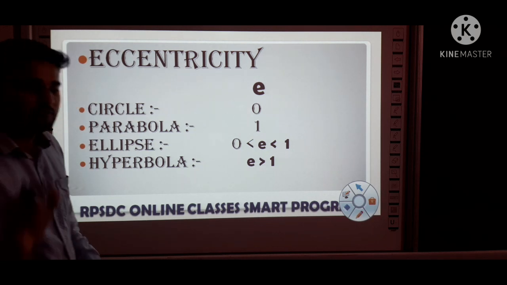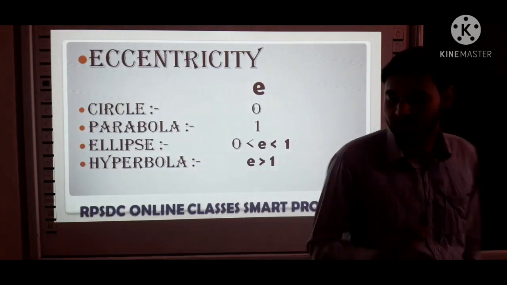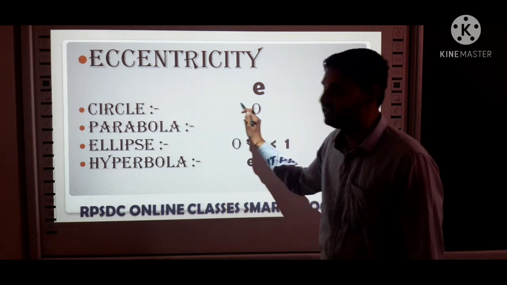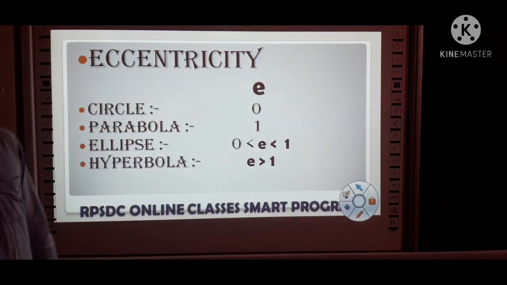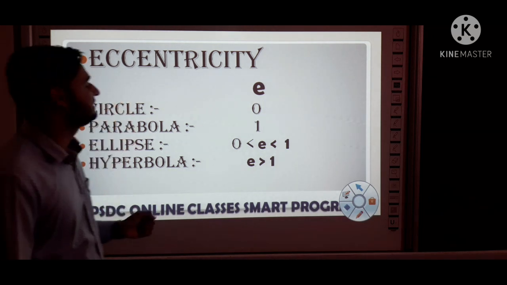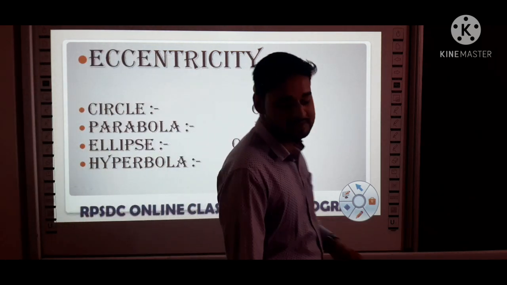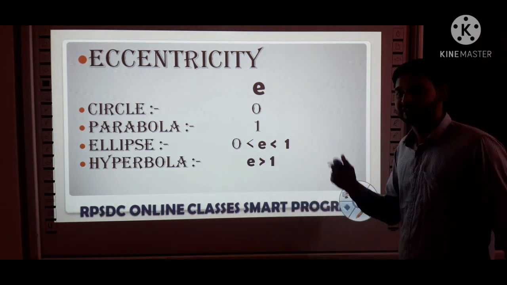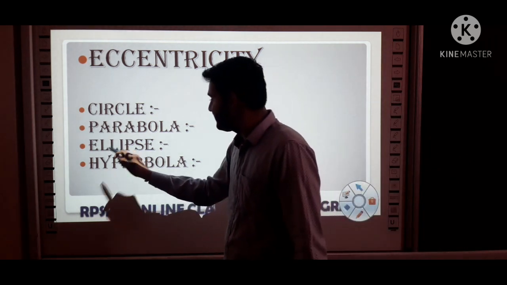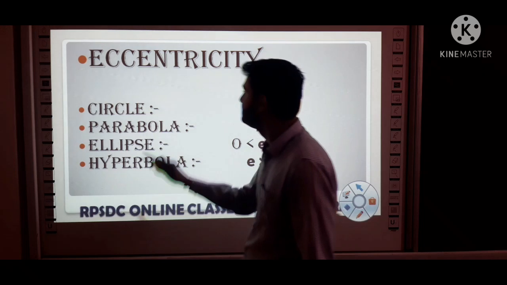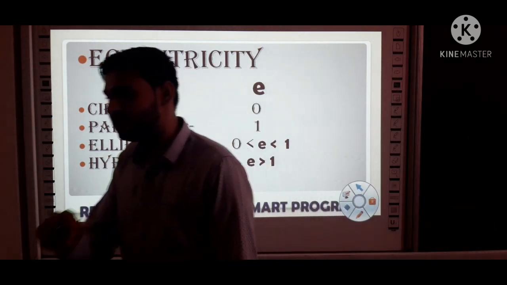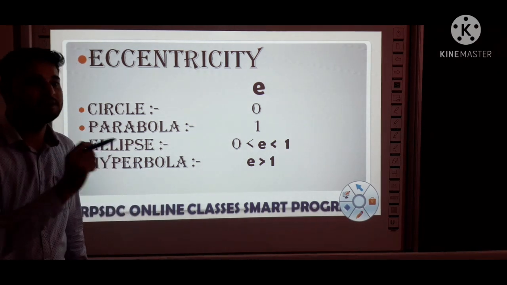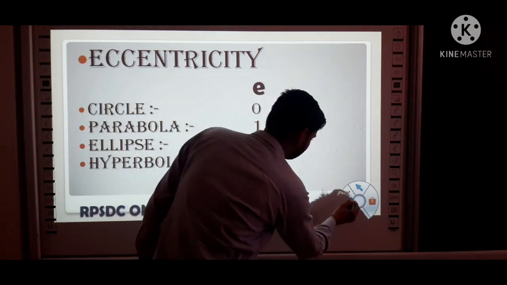For circle, value of eccentricity is 0. And second point, for parabola, the value of eccentricity is 1. And in the next slide you will see the difference. After that, for ellipse, the value of eccentricity lies in the interval 0 to 1, and this is the open interval, like this.